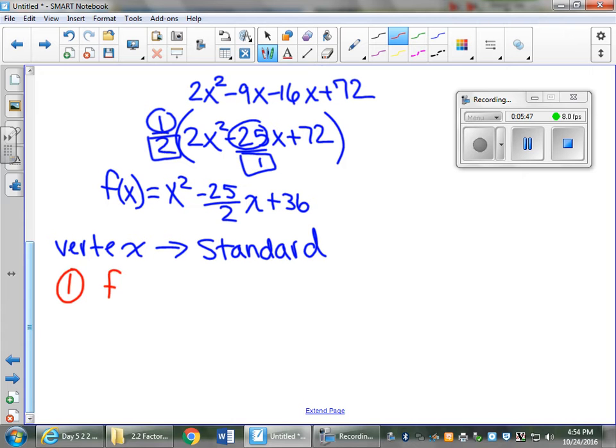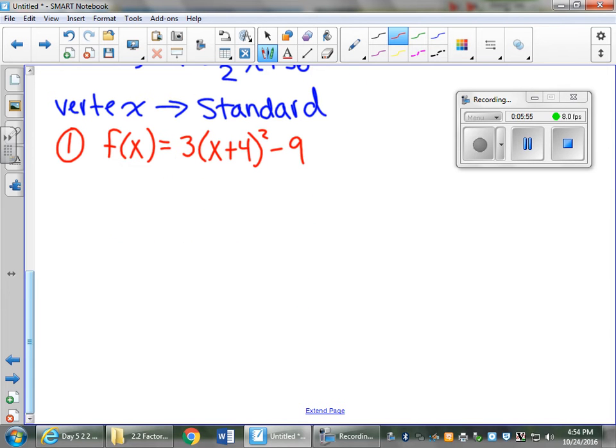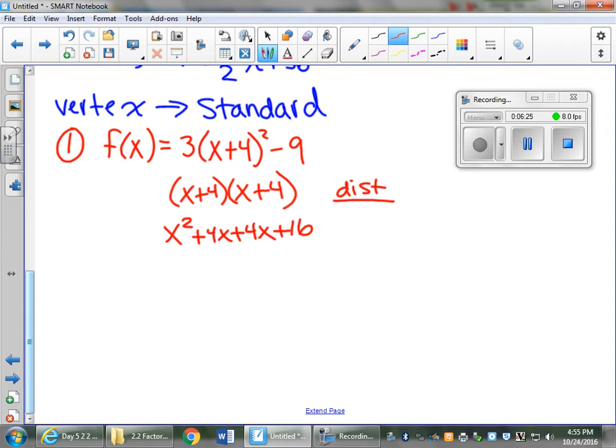So here's our first vertex to standard. f of x equals 3 times (x plus 4) squared minus 9. We need to go ahead and get this into ax squared plus bx plus c form, starting off with the exponent. When you have (x plus 4) squared, that means (x plus 4) times another (x plus 4). That's going to be step number 1. Okay, we have to distribute. That will give me x squared plus 4x plus another 4x plus 16.